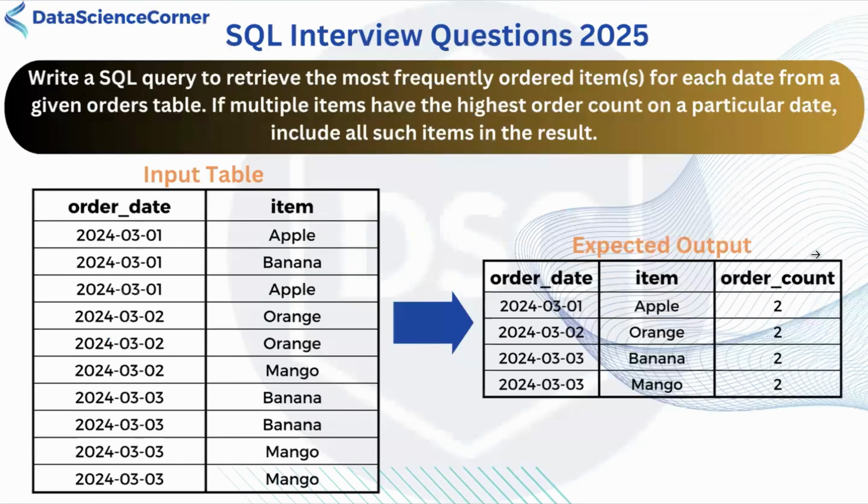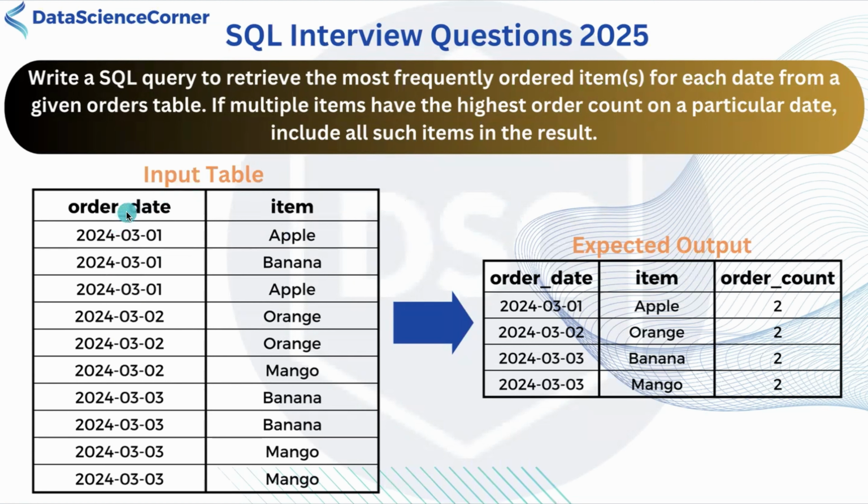Today we are going to look into one of the SQL interview questions asked in an interview. We have been given an input table and the expected output, and the question is to write a SQL query to retrieve the most frequently ordered item for each date from a given orders table. This is the orders table, which is the input table. If we have multiple items which have the highest order count on a particular date, we need to include all such items in the result. So let's look into the input and output table.